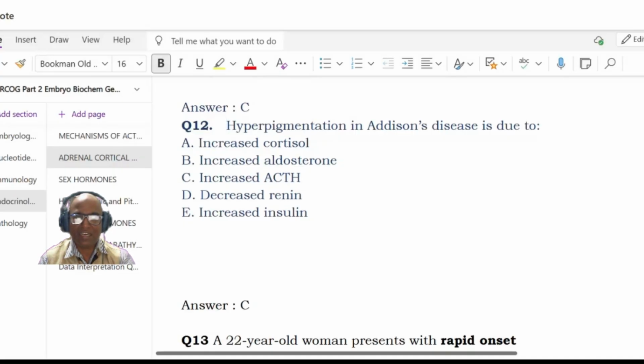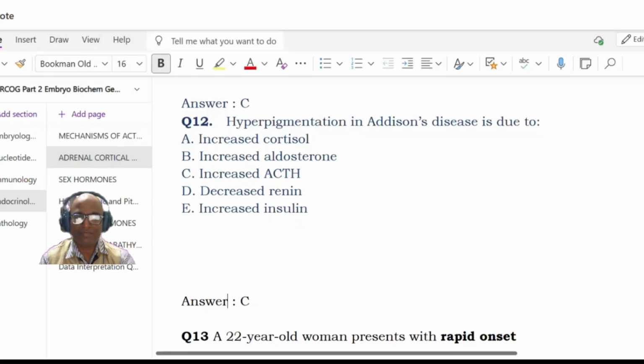Adrenal insufficiency will have increased ACTH. So adrenal insufficiency will have higher levels of ACTH, right? So there will be an MSH-like effect. Okay.